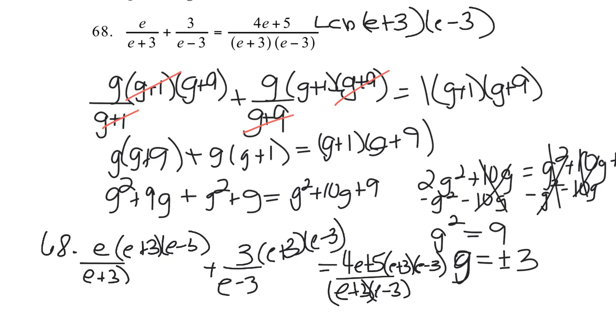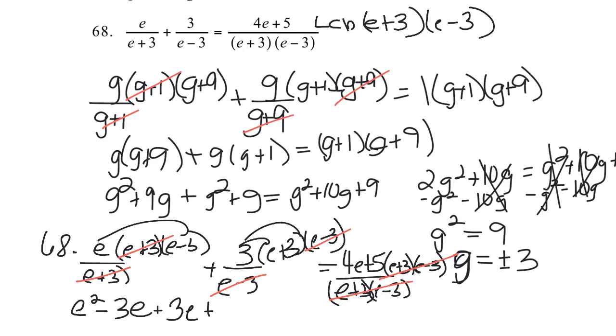And what I get is the e plus 3 cancels, the e minus 3 cancels, and the whole denominator cancels on the other side of the equal sign. So we get e times e minus 3, so e squared minus 3e. And we get 3 times e plus 3, so plus 9. Forget that distributing. Equals 4e plus 5.